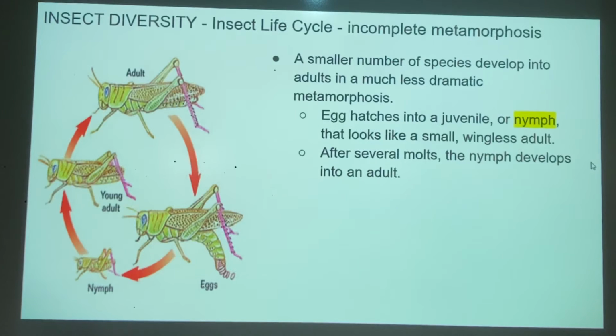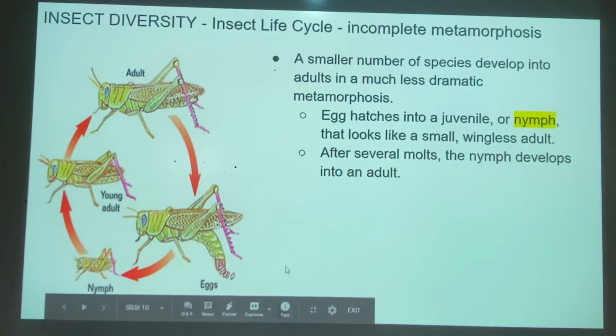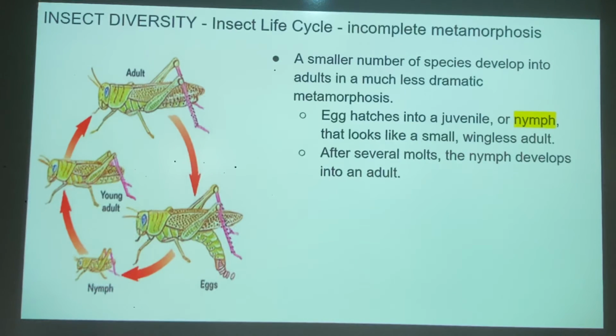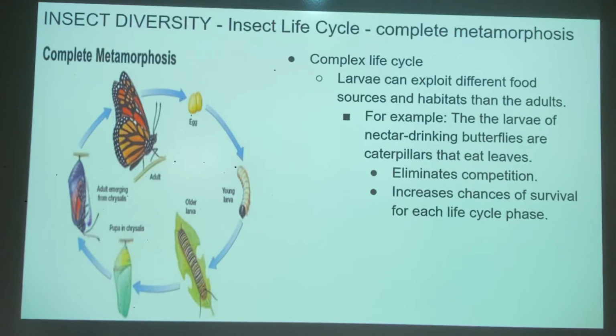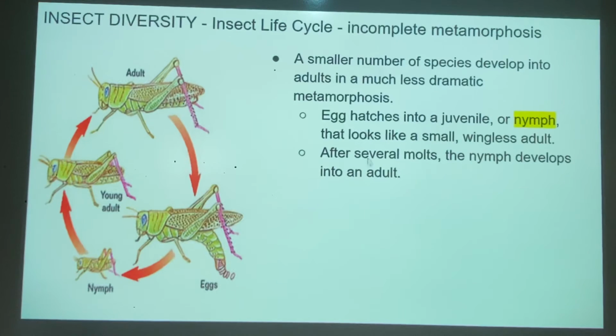And then you've got incomplete metamorphosis, which is exactly what it is. There's not a complete dramatic change as metamorphosis would kind of allow. So a smaller number of species do incomplete metamorphosis, but it's just that less dramatic, where the adult is going to lay eggs. You're going to get a nymph that looks very much like the adult, and then a younger adult, which is a little bit bigger, and then the adult, which is the biggest form. So the egg will hatch. It's going to look like a small wingless adult. And then after several molts, the nymph is going to develop into that adult.